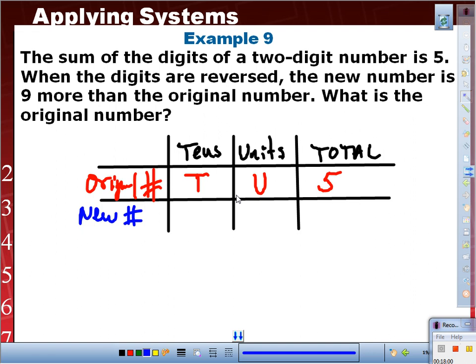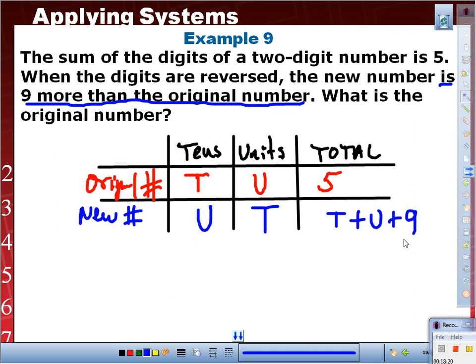From there it says the new one, the digits are reversed. So it means you did U and T. But then it says that it's 9 more than the original number. The original number was what? T plus U, and 9 more is plus 9. But then what did we say? That this one, now that it's in the 10th digit, we're going to write what? 10U. And if we do that to this first term, we need to do that to this term. Hands up if you did up to right there.